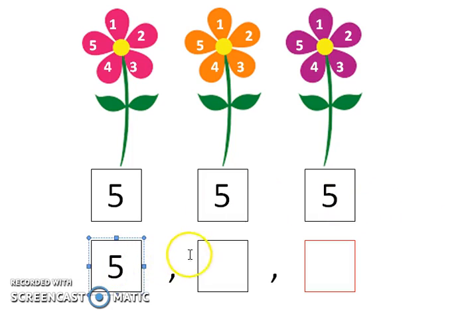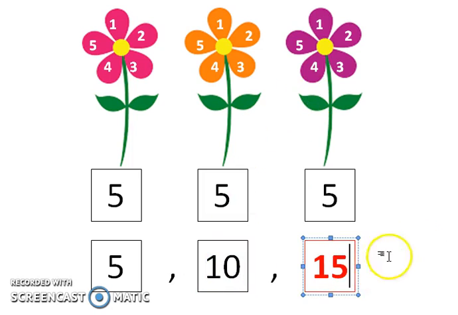5. One group has 5 petals. 10. When we put our 2 flowers together, our two groups together, now we have 10 petals. When we add the third group, we have 15. So we skip counted by 5s, 5, 10, 15.